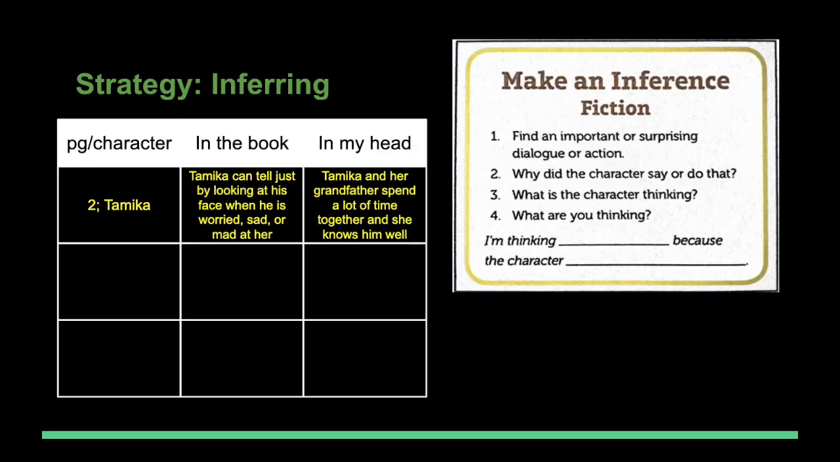Here we see an action and inner thoughts where we can infer some ideas. Tamika sees her grandfather rehearsing and he makes a face that frightens her. What are you thinking or inferring about Tamika? About her grandfather? Take a moment to think about it.